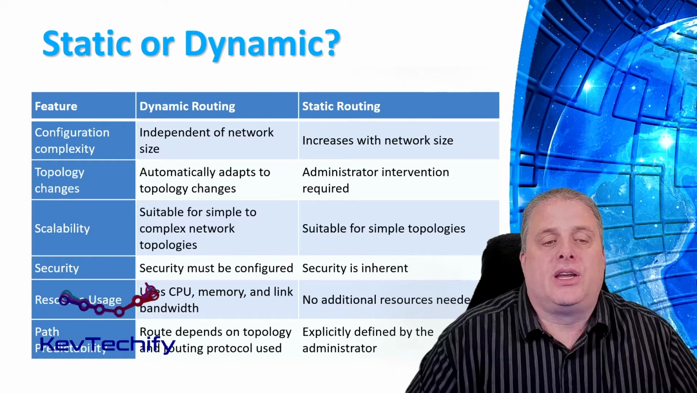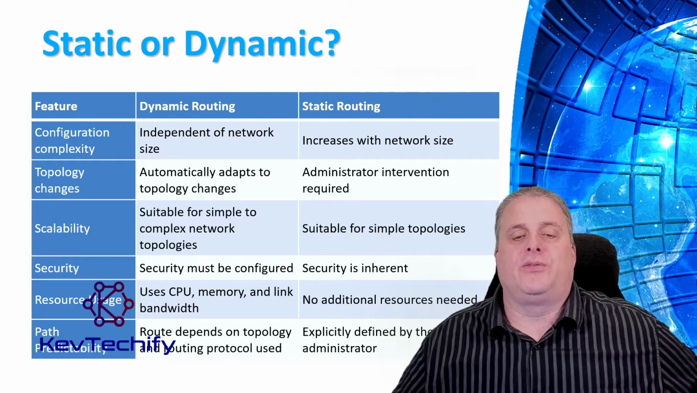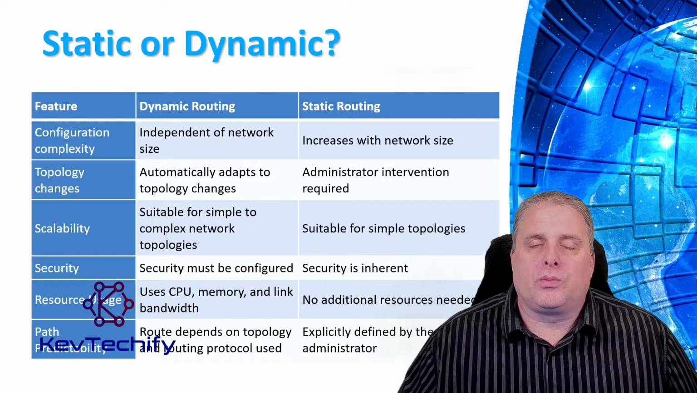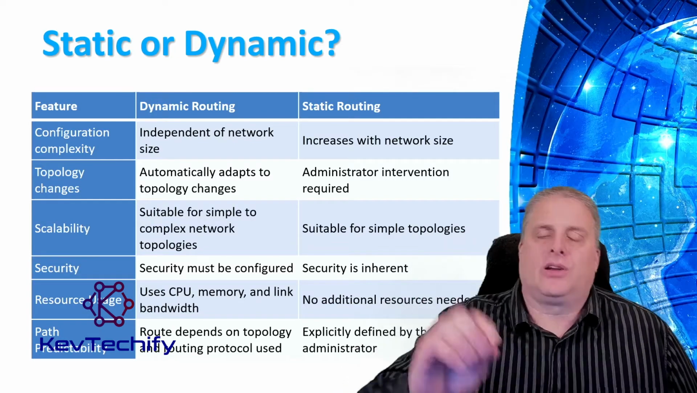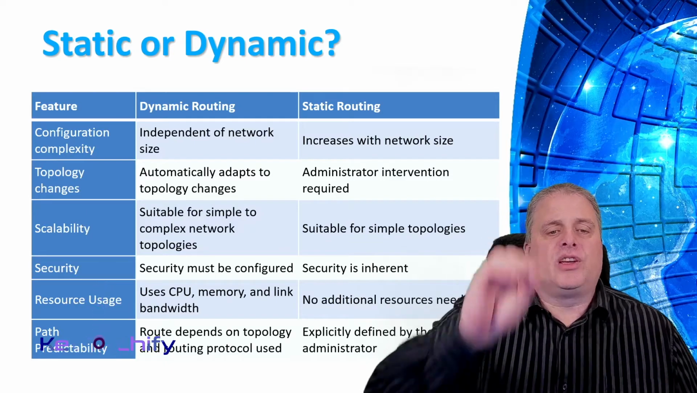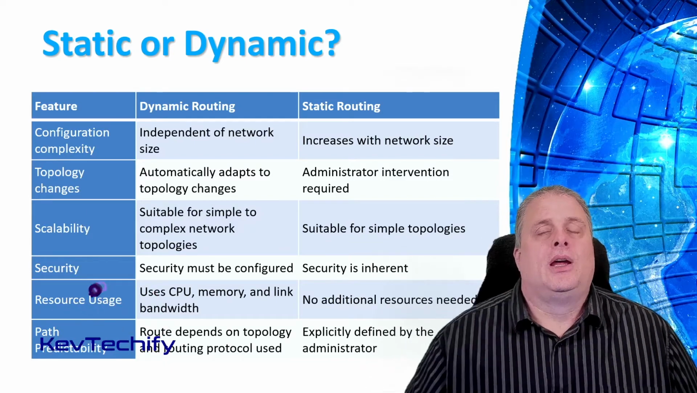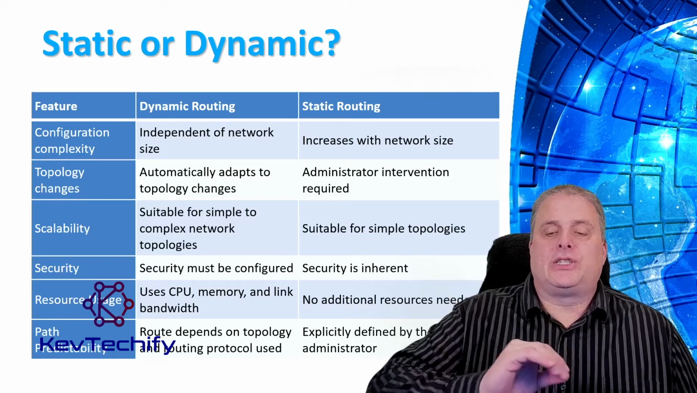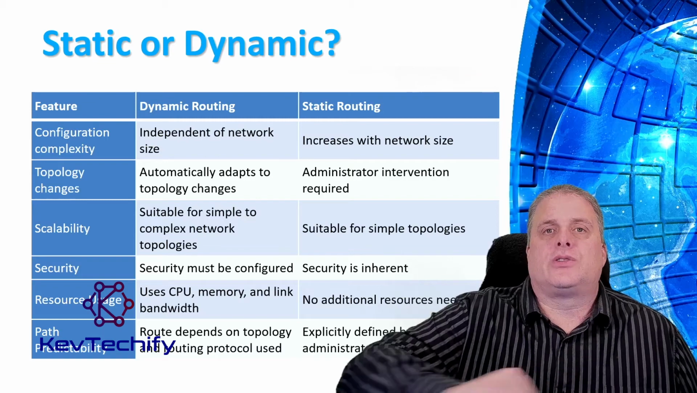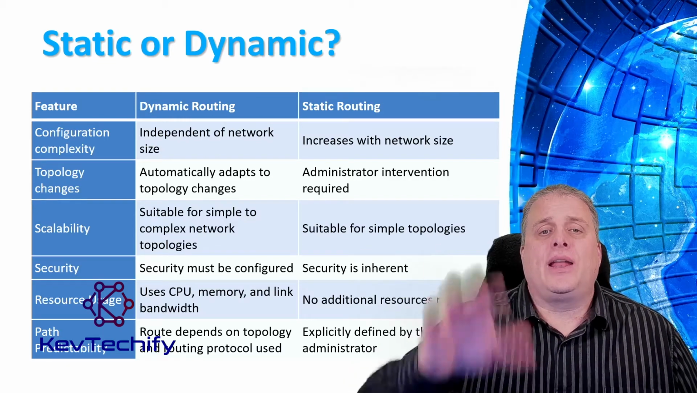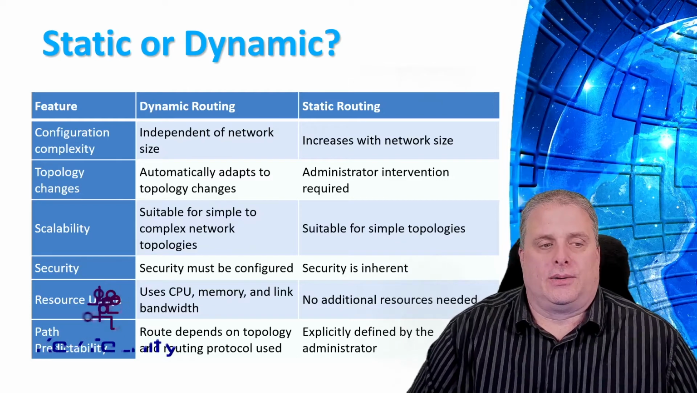When we're looking at security, security must be configured for a dynamic routing protocol. You want to make sure that only the correct people get into the correct areas to the correct information. So you have to configure that separately when you're using a dynamic routing protocol. Static routing, because the static route only allows certain traffic to certain destinations, you can control that. That's the security that's there.